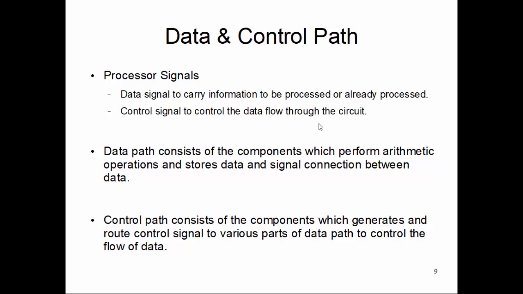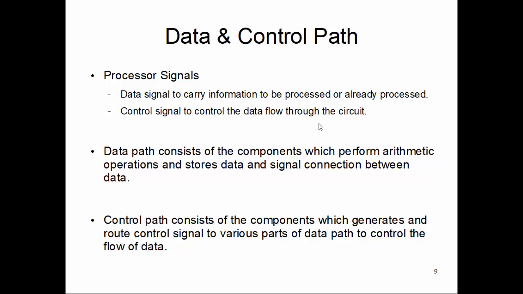As I was mentioning during the ALU construction, there is a data path and a control path. Let's look at those definitions in this slide. Data signals carry the information to be processed or already processed. These are the paths along which incoming data gets crunched and processed, and some temporary information gets combined, and ultimately it goes out as the output of the whole circuit. So that's the data path. Information flows through the machine.